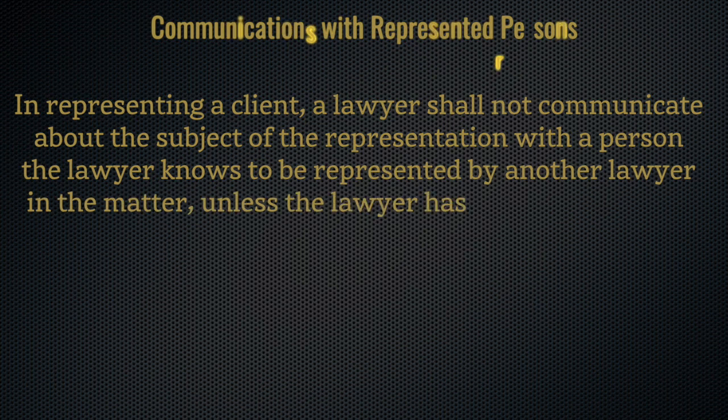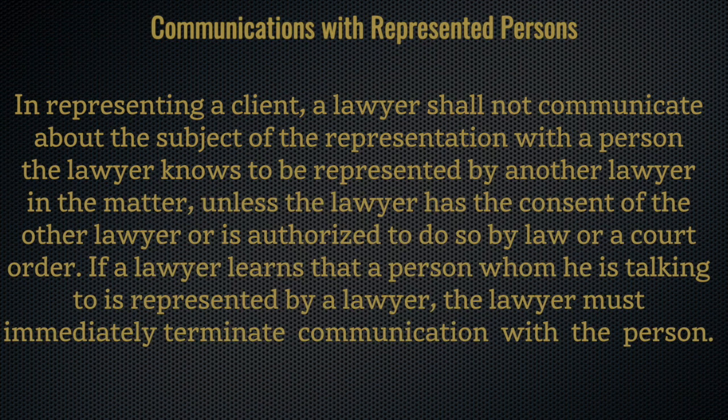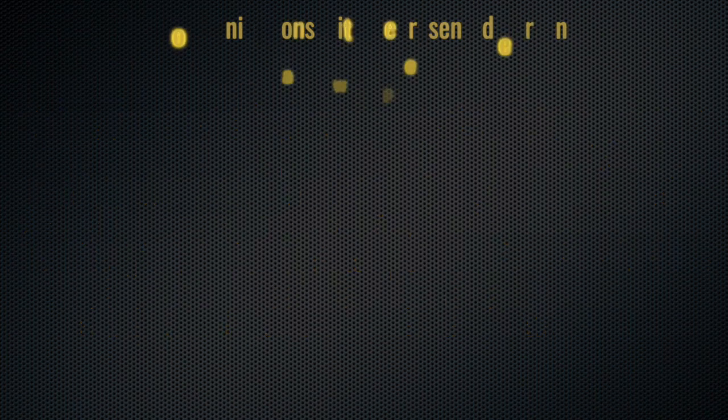So here the rule says that in representation of a client, a lawyer shall not communicate about the subject of the representation with the person that the lawyer knows to be represented by another lawyer in the matter, unless the lawyer has the consent of the other lawyer or is authorized to do so by law or court order. If a lawyer learns that a person that they are talking to is represented by a lawyer, the lawyer must immediately terminate that communication with the person. So let's just stop there.